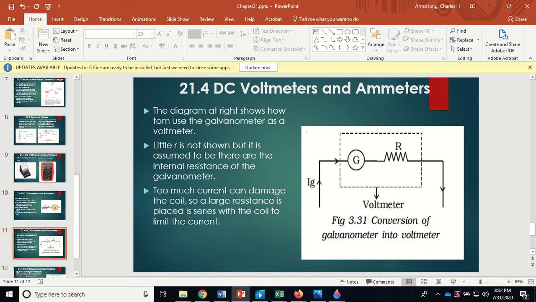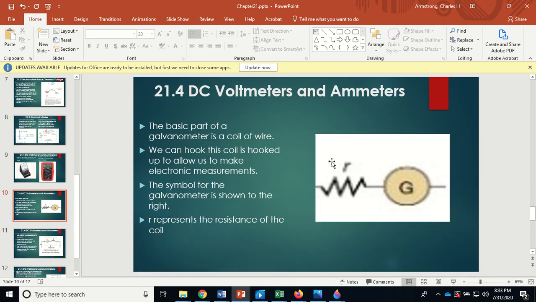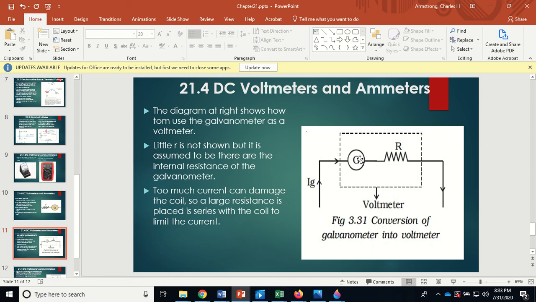Okay, now if we want to set up the galvanometer as a voltmeter, the diagram at right shows how to use a galvanometer as a voltmeter. So whatever we're measuring is down here, and this is in parallel with it. Okay, this is in parallel with what we have down here. So we can have a battery here, we can have a resistor here, whatever. But whatever voltage is here, this has to add up to that voltage. We don't show the little r here. It's implied. It's there. This little r, the resistance of the coil, is there. That's the galvanometer. Little r is not shown, but it is assumed to be there.